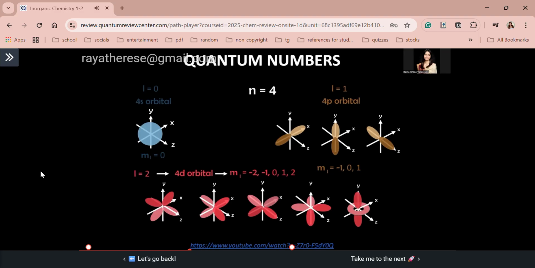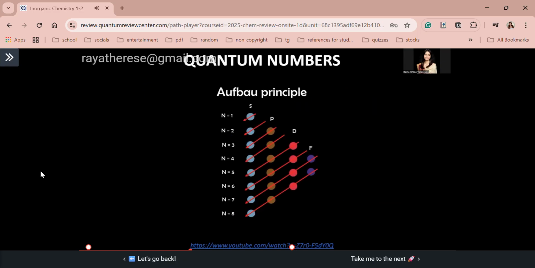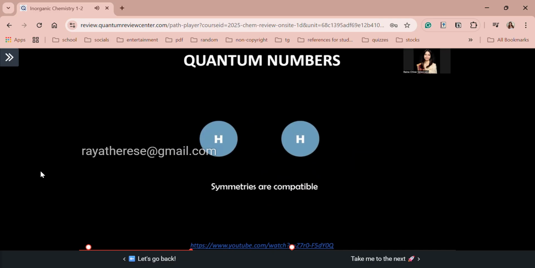For n equals 4, the orbitals look even weirder. Electrons can occupy the 4s, 4p with 3 configurations, 4d with 5 configurations, and finally 4f orbitals, which have 7 configurations. The sequence in which these orbitals are filled is guided by the Aufbau principle, a topic I'll delve into in the next video. So in essence, these four quantum numbers form a framework for understanding the states of electrons in all atoms.